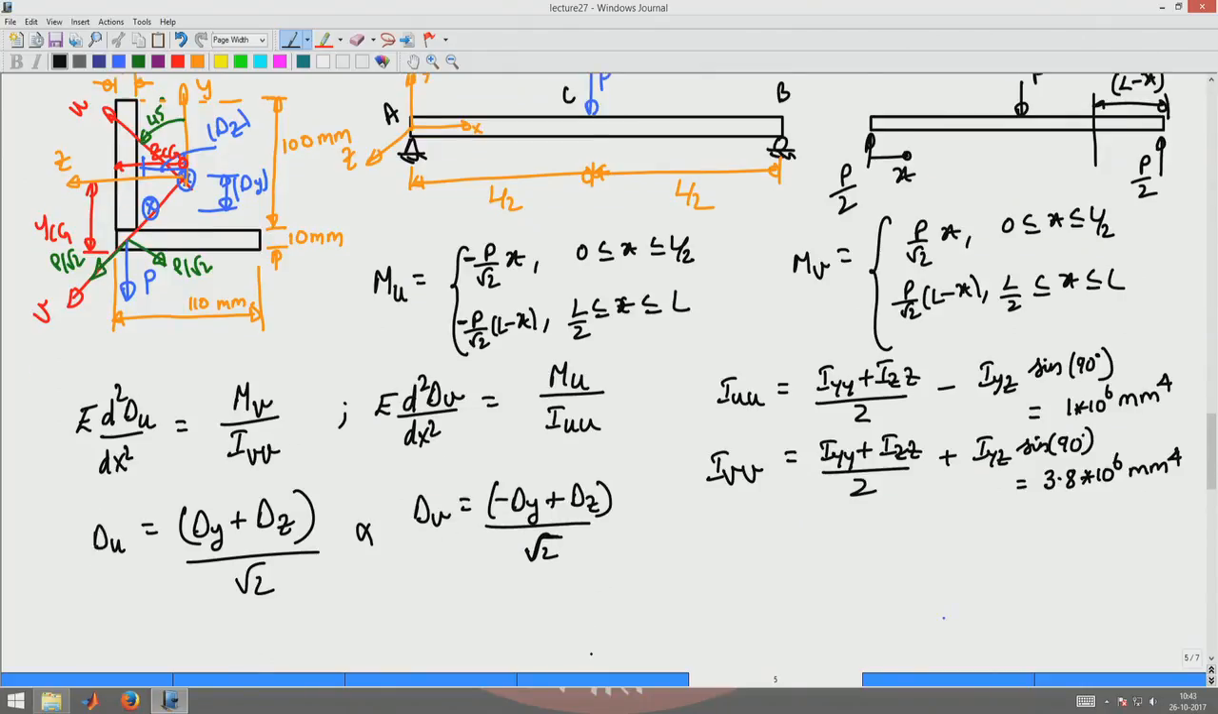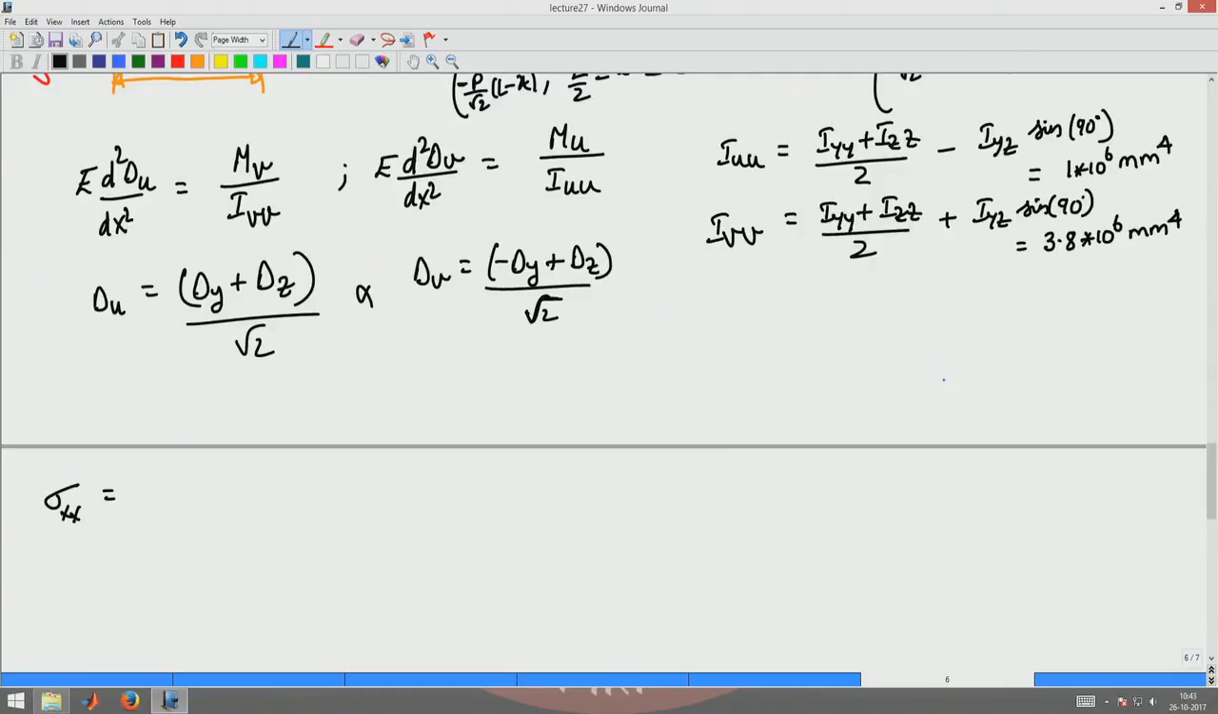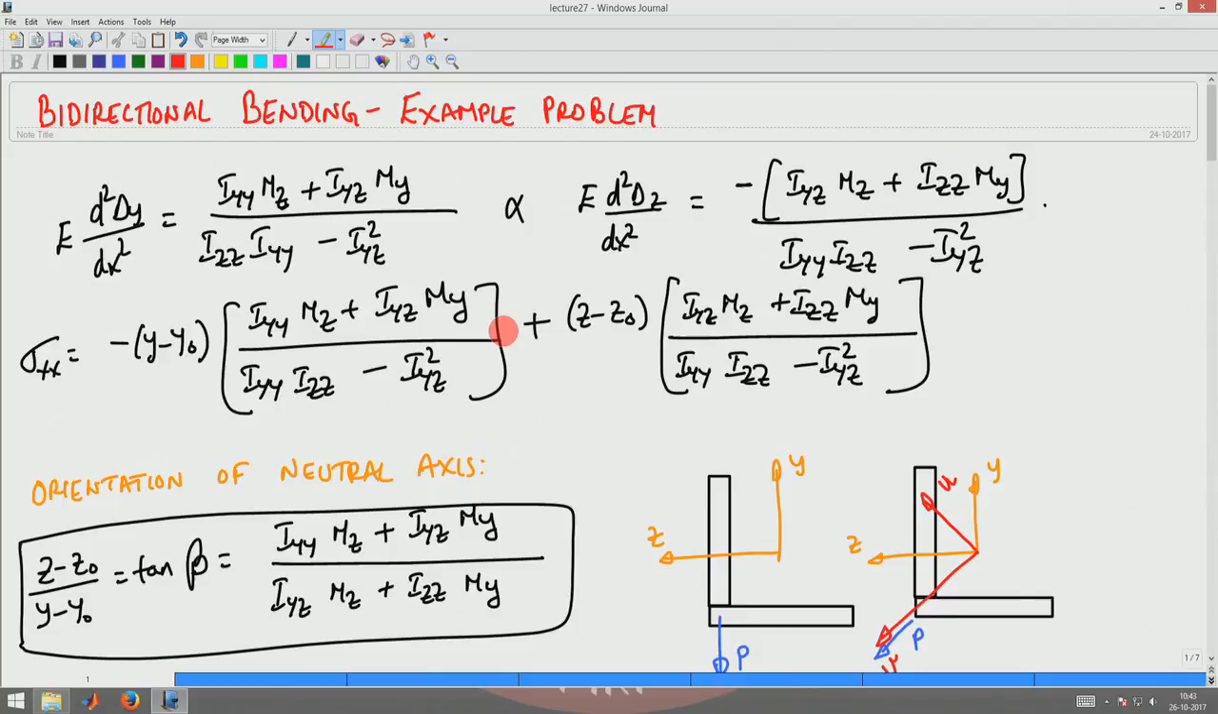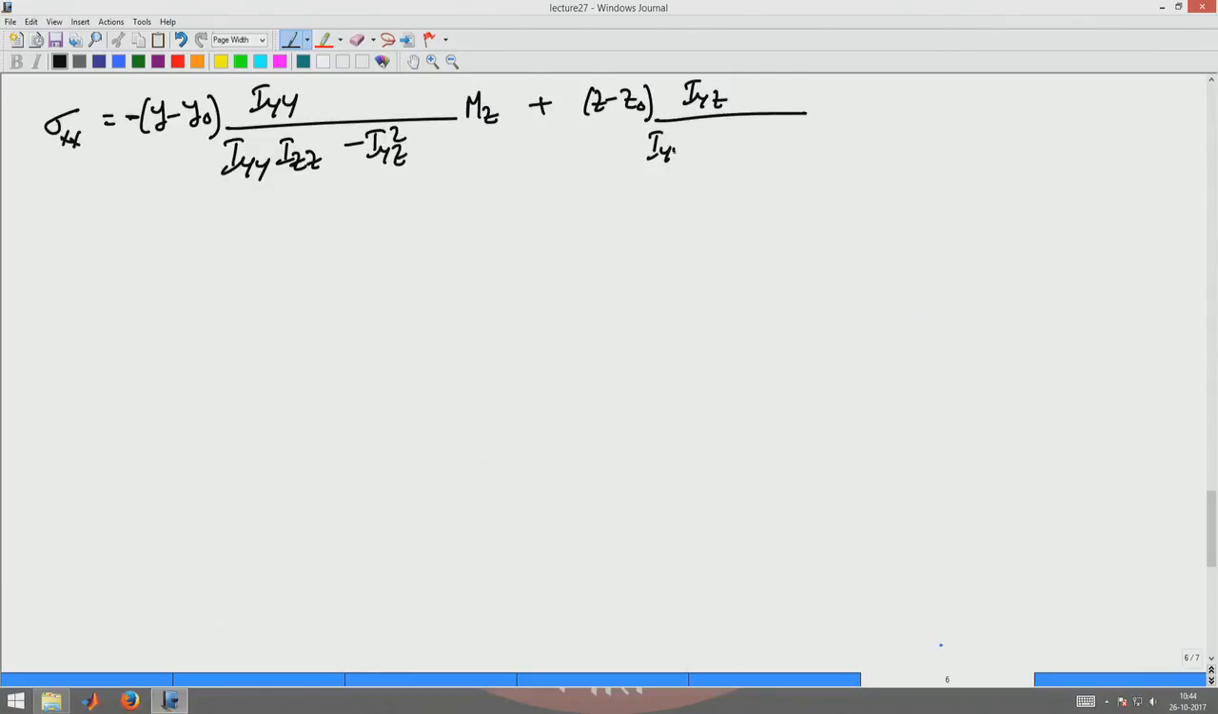Okay. Now moving on to the stress expression, the stress sigma xx now would be given, from the equation that we had before, from this expression you will get the stress to be given by (y minus y naught) into I_YY divided by (I_YY into I_ZZ minus I_YZ squared) into M_Z, the negative sign in here, plus (Z minus Z naught) into I_YZ divided by (I_YY I_ZZ minus I_YZ squared) M_Z. Okay, we got the expression for M_Z. So you know how the axial stress will vary along the axis of the beam, and there is a variation along the cross section of the beam.